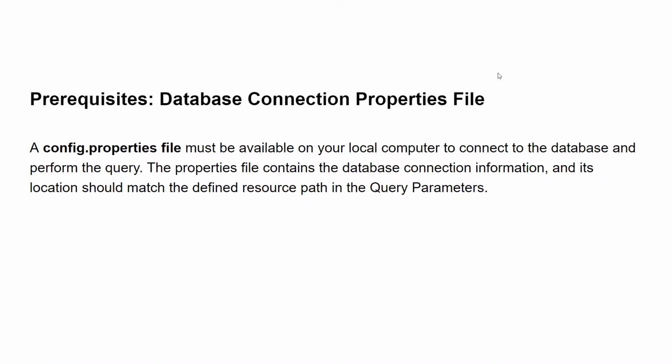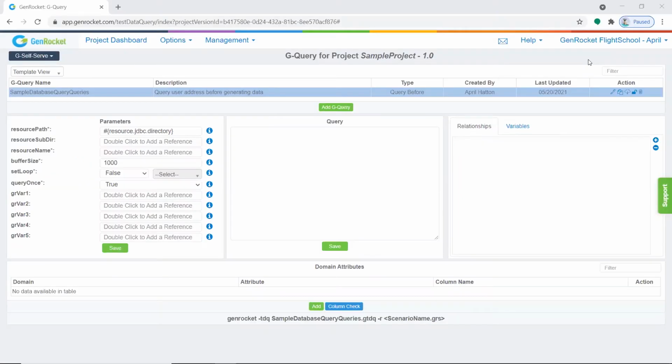As a prerequisite, you must have a database connection properties file. A config.properties file must be available on your local computer to connect to the database and perform the query. The properties file contains the database connection information, and its location should match the defined resource path within the query parameters. For this query, we will be querying an address table within a MySQL database for the address domain within our project version, which contains 4 attributes: address 1, city, state, and zip code.